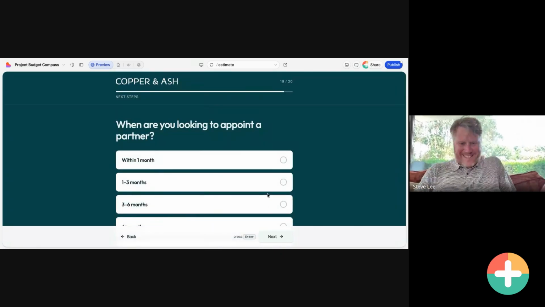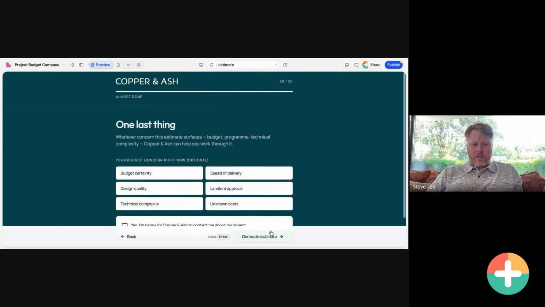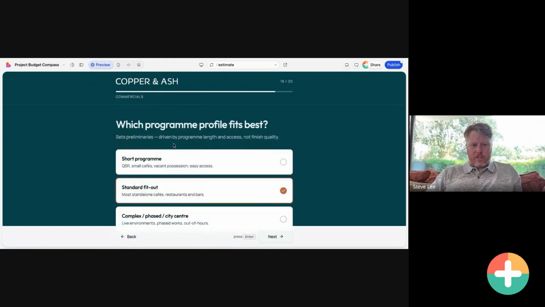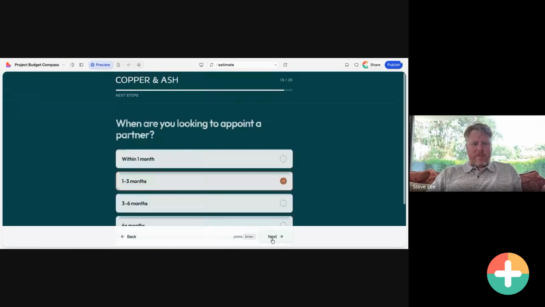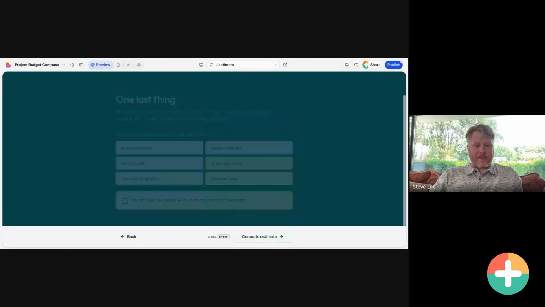At the moment, looking to appoint a partner in the next 1 to 3 months. Like I say, I'm just going to go back on these two questions. It's a standard fit out right here, looking to appoint a partner within the 1 to 3. These are lead gen questions, obviously. These are giving information to Kaylee and Matthew at Copper and Ash to help them understand how good a prospect this is.